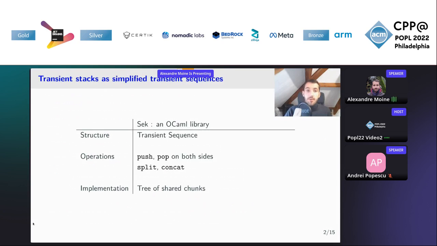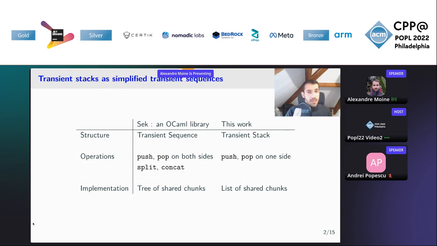Sec is an OCaml library for transient sequences that is push and pop on both sides, split and concat. And Sec is implemented using a tree of shared chunks. A chunk is just a fixed capacity array, and we share these chunks between different instances of a structure to ensure efficiency. But Sec is a complex data structure, so we focus here on a scaled-down transient stack that is push and pop on one side and implemented using a list of shared chunks.